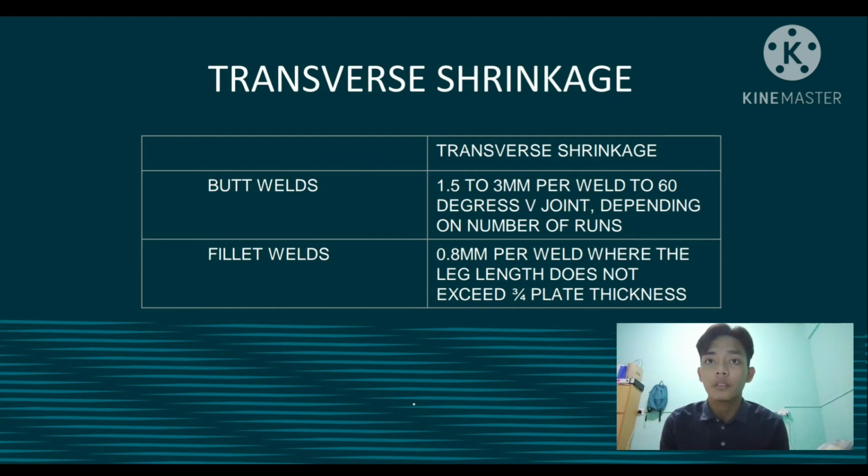Transverse shrinkage. Number 1. Butt welds is 1.5 to 3 mm per weld to 60 degrees V joint, depending on number of runs. Number 2. Fillet weld, 0.8 mm per weld where the leg length does not exceed 3 per 4 plate thickness.